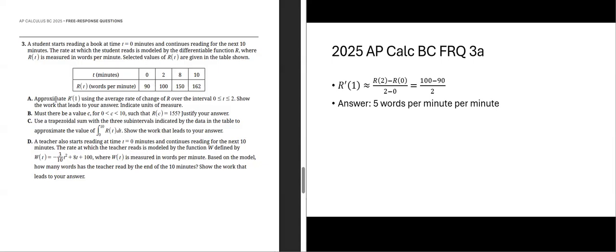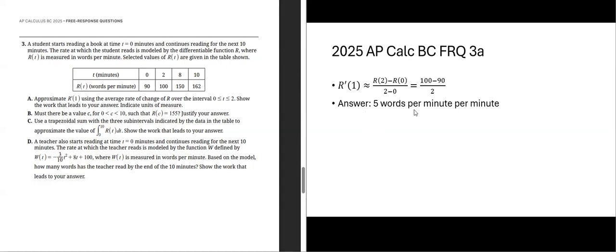Very common. Approximate r prime of 1 using the average rate of change of r on the interval t between 0 and 2. Show the work that leads to your answer. Indicate units of measure. Now it explicitly asks it, okay? So how do we find average rate of change? It's just the slope between the 2 points, okay? So r prime of 1 is approximately the slope between t equals 2 and t equals 0, okay? So r of 2 minus r of 0 over 2 minus 0. So plug in, do the math, you should get 5. This is simple enough, I would calculate it, okay?